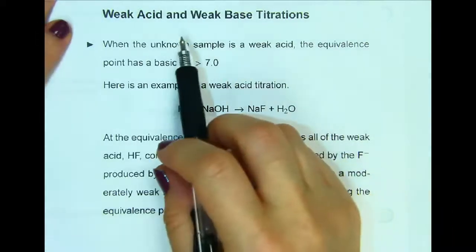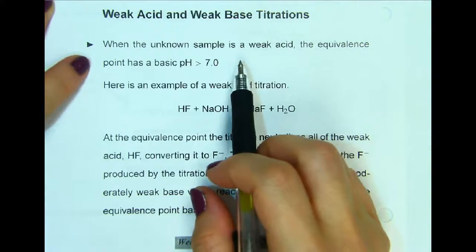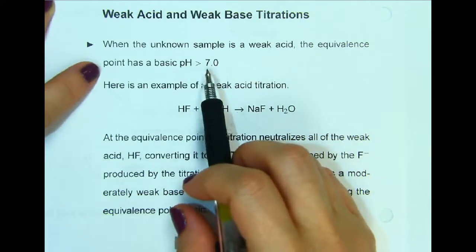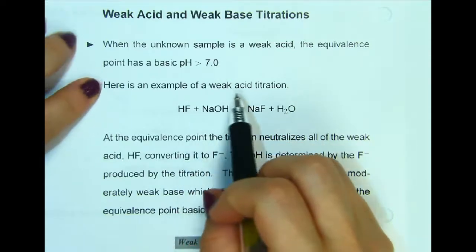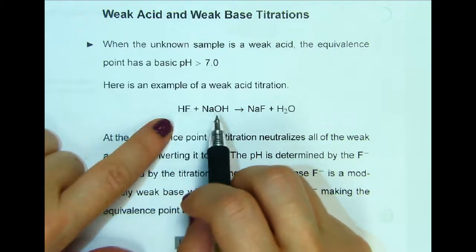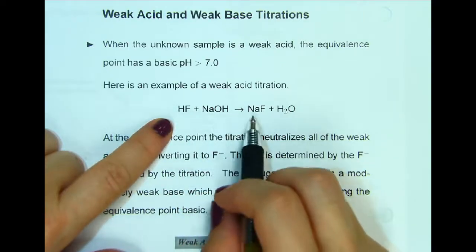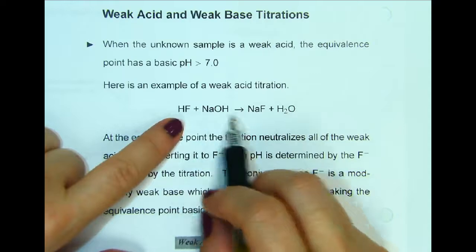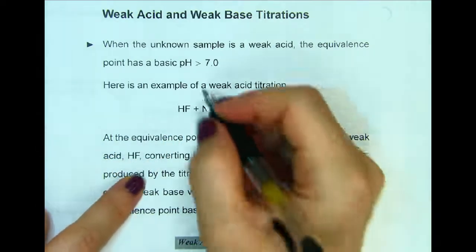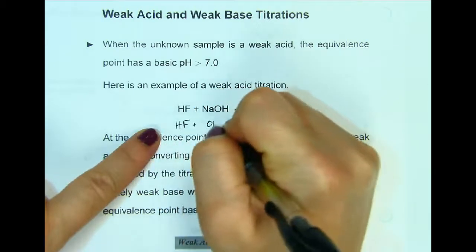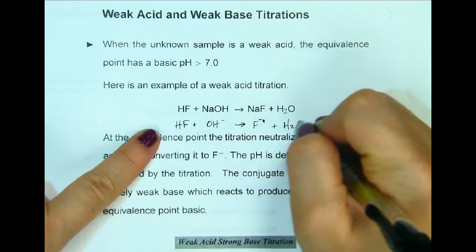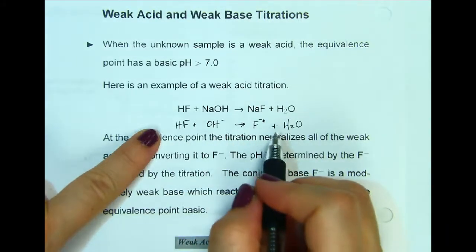Now we'll focus on weak acid and weak base titrations. When the unknown sample is a weak acid, the equivalence point has a basic pH that's greater than 7. Here's an example of a weak acid titration. So notice you're going to have hydrofluoric acid, which is the weak acid, plus sodium hydroxide, which is a strong base. And we're going to yield sodium fluoride plus water. Remember that sodium is a spectator ion, so really we're looking at hydrofluoric acid plus hydroxide yields fluoride, plus H2O. So really that's the net equation that we care about.